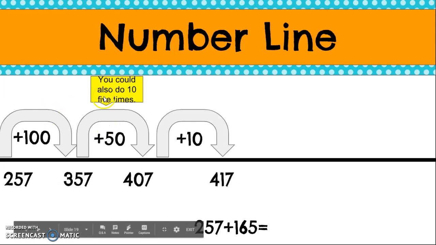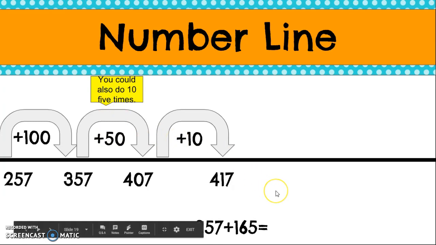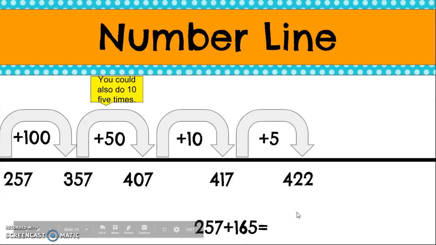As you can see, a note popped up saying that you could also do 10 5 times, so you could have a total of 6 tens leaping. It all depends on your student's ability. And then looking at our 5 left, we would leap our 5, giving us an answer of 422.